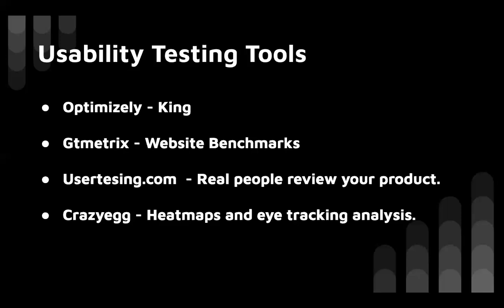So we have Crazy Egg. Crazy Egg more or less gives you heat maps and eye tracking analysis. You can upload your link to your website, and people would view it, and then they would tell you which parts people focused on the most, what parts got the most traction. That way you can know if you had to adjust some certain things on your website.